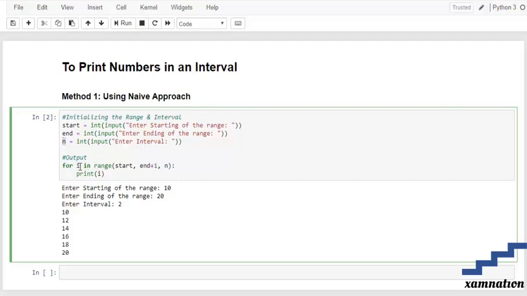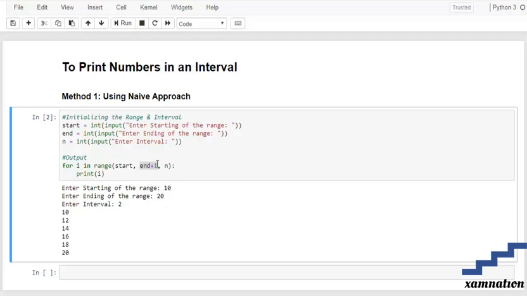And for the output, I have used the range from starting to n plus 1. I have used n plus 1 because the range method includes the starting element, but it is not going to include the ending element. So in an example where I have taken 20, it's going to include 19, but it will not include the 20th element.